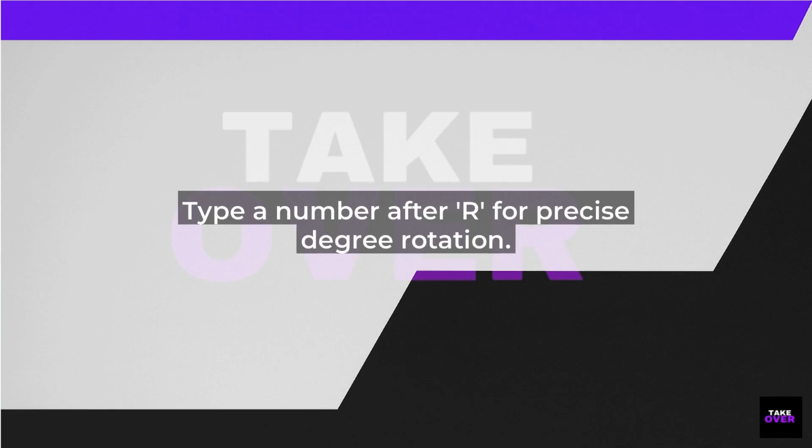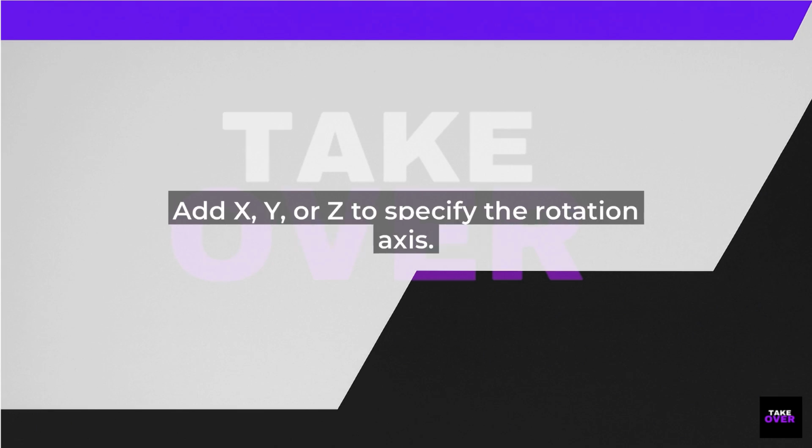If you want more freedom, click and drag anywhere on the gizmo without selecting an arrow for a full 3D rotation. For precise control, after pressing R, type in a number like 45 and hit enter to rotate exactly 45 degrees. You can even specify the axis by adding X, Y, or Z. For example, type 30Z to rotate 30 degrees around the Z axis. This is super useful for animations or aligning objects perfectly.